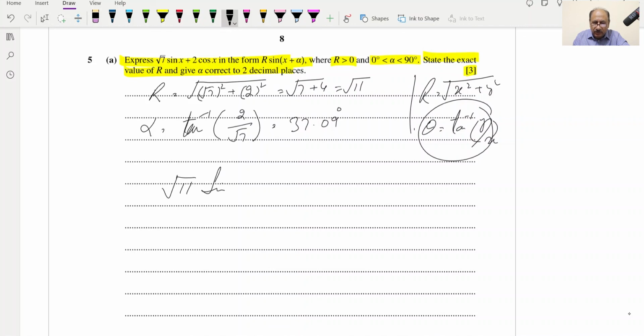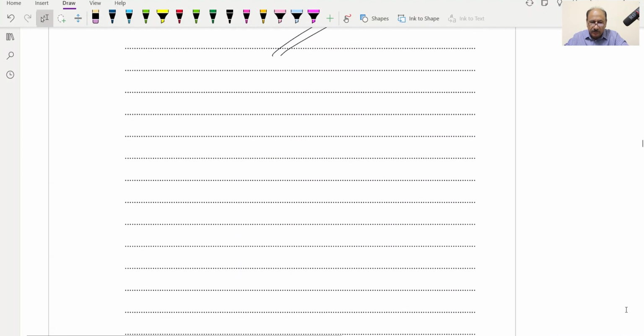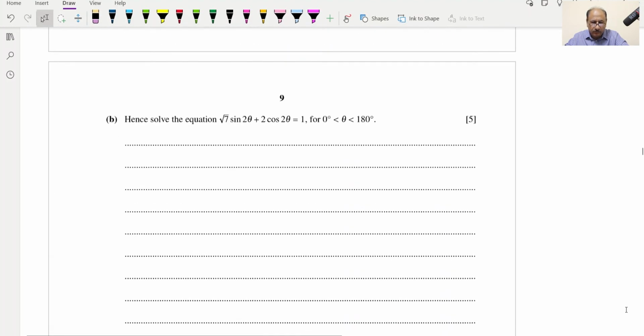Now we can write this as root 11 sine of, replacing in this one, sine of (x plus alpha), where the alpha value we got is 37.09 degrees. Alpha is equal to 37.09 degrees. This is the final answer for this part. Now we can move to B part.